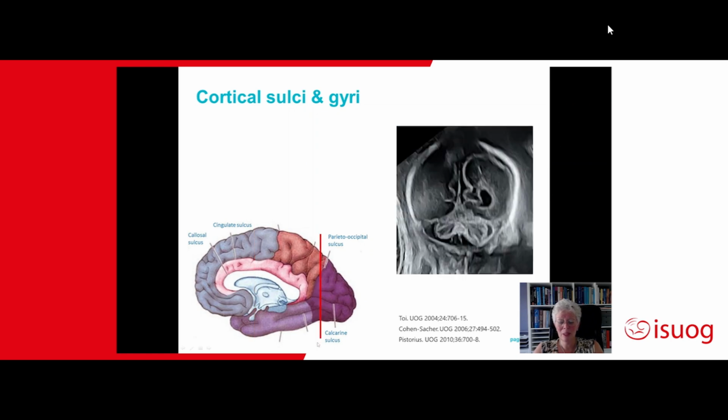If we go a little bit more to the posterior part of the brain, we can see here the cerebellum. Then we have here our parieto-occipital sulcus over here, and there we have our calcarine sulcus over here.